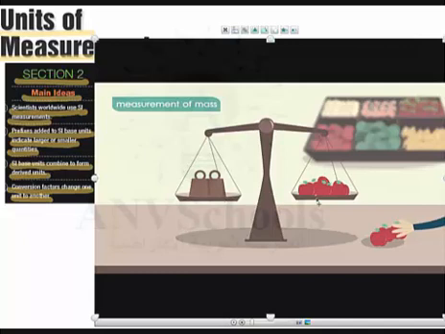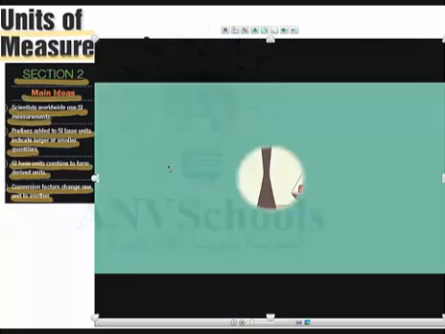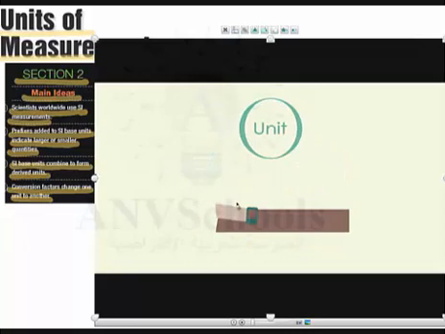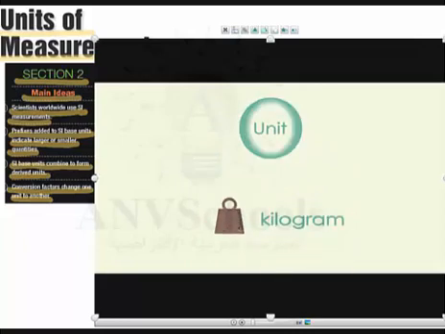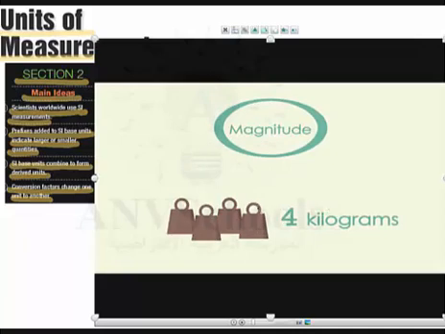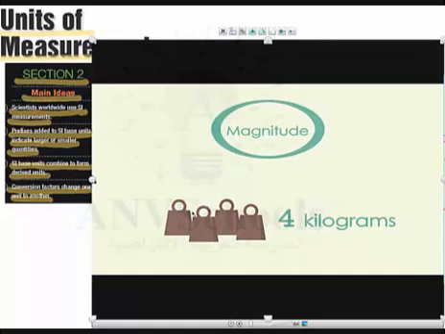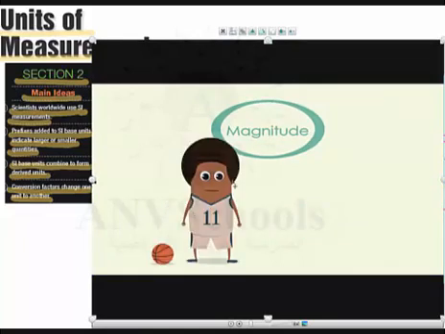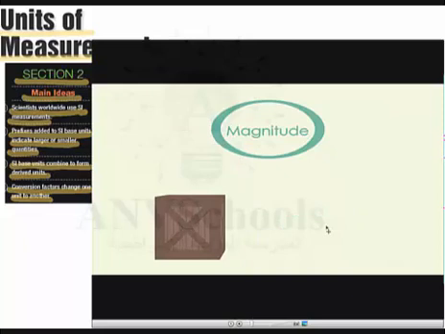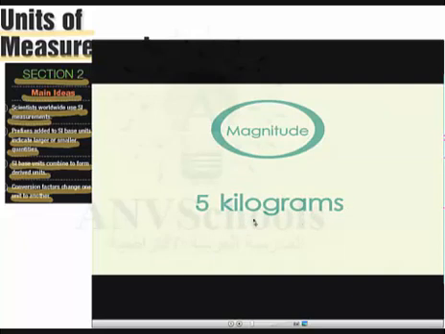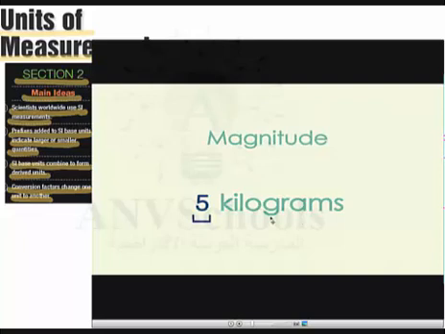So we make comparison with the quantities that we have. If you have 2 kilograms here, the unit is the kilograms, and the magnitude is how many we have. If we are looking at a physical quantity, we have 5 kilograms, with 5 being the magnitude and kilograms being the unit. The magnitude must be multiplied by the unit in order for us to get the numerical value.